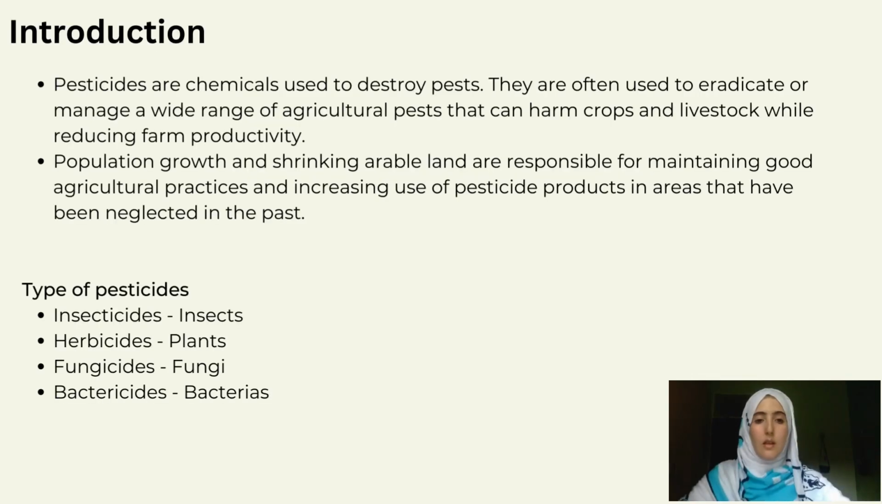As an introduction, pesticides are chemicals used to destroy pests. They are often used to eradicate or manage a wide range of agricultural pests that can harm crops and livestock while reducing farm productivity. Population growth and shrinking arable lands are responsible for maintaining good agricultural practice and increasing use of pesticide products in areas that have been neglected in the past. We have multiple types of pesticides, and here we are mentioning 4 of them. So we have insecticides, responsible for killing insects, herbicides for plants, fungicides for fungi, and bactericides for bacteria.